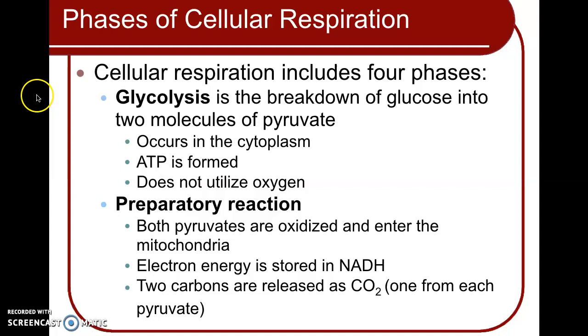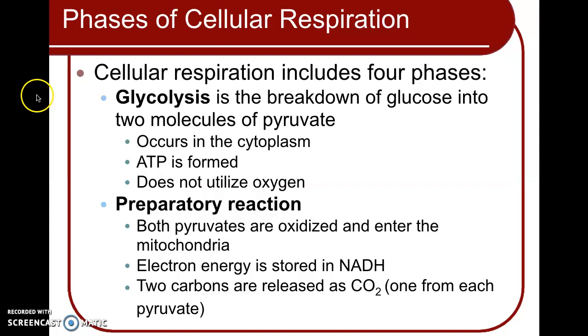Glycolysis is the breakdown of that glucose molecule into 2 molecules of pyruvate. This occurs, and this is an important part of this, in the cytoplasm. This happens before it even goes into the mitochondria. And some ATP is formed. So some energy is formed in that initial breakdown of the glucose. It does not require oxygen. No oxygen is needed for this first ATP to be generated.